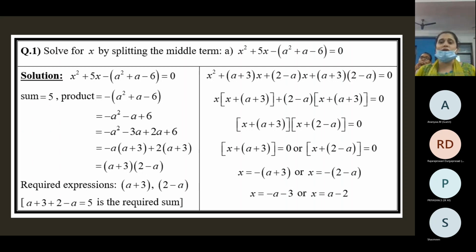The product itself is a quadratic expression. By splitting the middle term, find the factors. Using these two factors, you will have to find the required expressions to split the middle term of the given equation. So nothing much can be done. You just have to fix the plus or minus sign and check so that you get the sum 5. Then split the middle term as we always do. Group the first two terms, last two terms, and find the values of x.